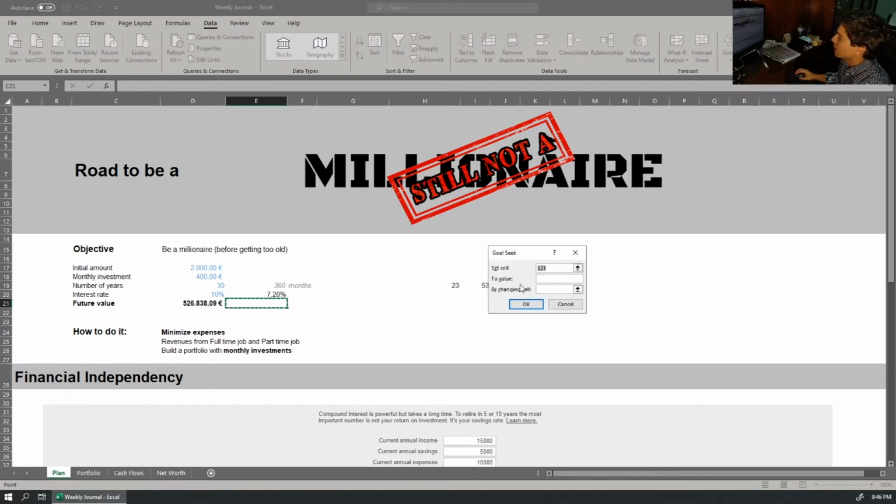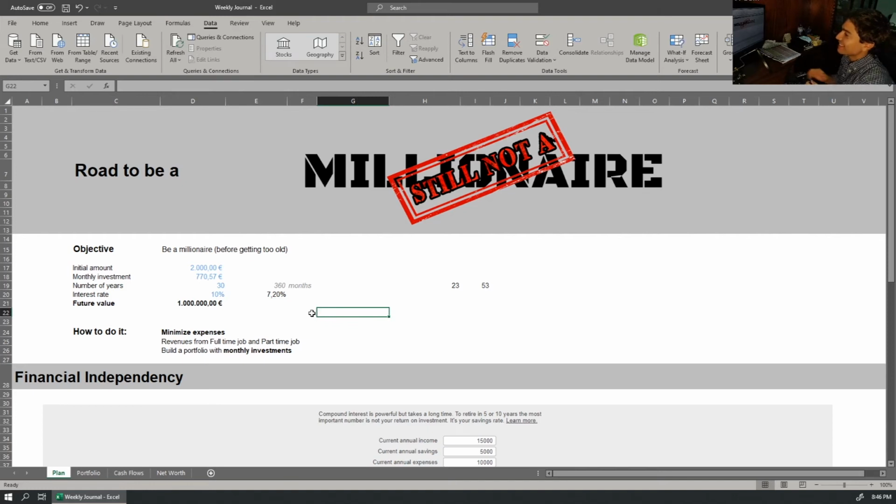Now, our last try will be to change the monthly investment that we need to make. Once again, set this cell to 1 million, and let's change the amount that we need to save each month. As you can see, this also doesn't seem to be a good plan, because I would have to save around 7,700 euros. Oh, I'm sorry, 770 euros every month. And at least taking into account my current income, this would be unbearable.